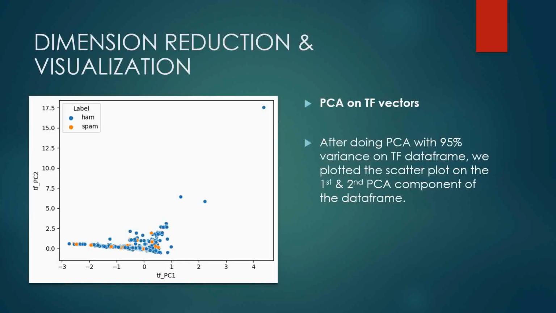Now coming to dimension reduction and visualization. On all these three approaches, we did dimension reduction using principal component analysis. Coming to dimension reduction on TF vectorized data using PCA with 95% variance, we plotted the scatter plot on the first and second PCA components of the data frame. As you can see, it was not able to capture the variance of ham and spam properly.